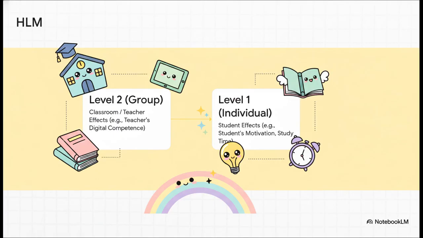The tool built specifically for this problem is called hierarchical linear modeling, or HLM. It's designed to handle this nested structure by looking at data on multiple levels at the same time. So it can separate out what's going on at the individual student level, like their personal motivation, from what's happening at the classroom level, like how good the teacher is with technology.